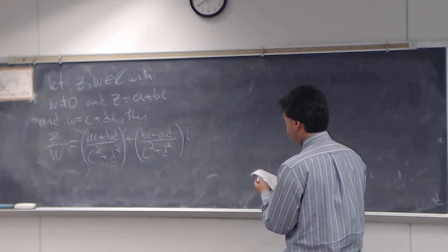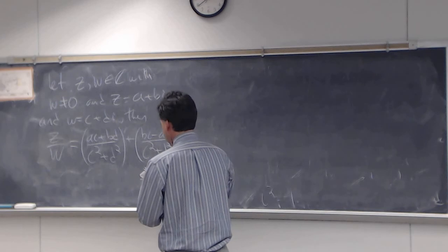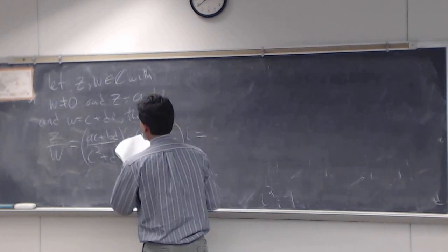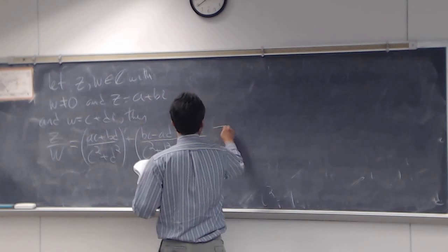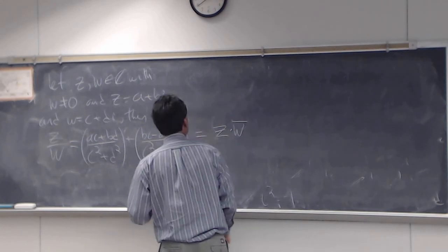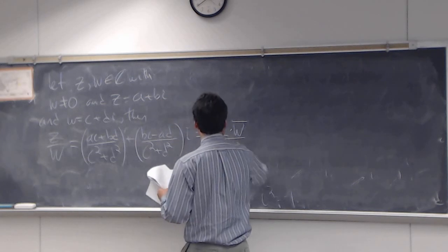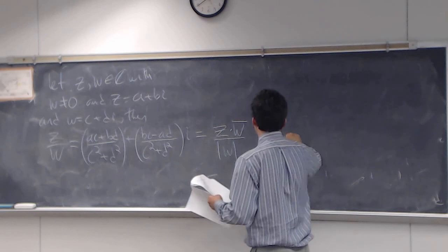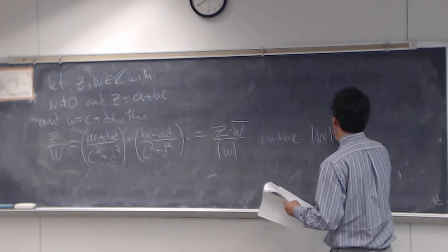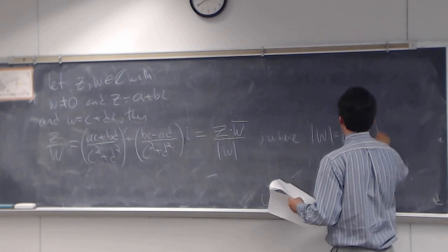And so what that really is, if we go through and show the calculations, it turns out it's going to be z times w bar over the absolute value of w squared, where the absolute value of w squared is just going to be c squared plus d squared.